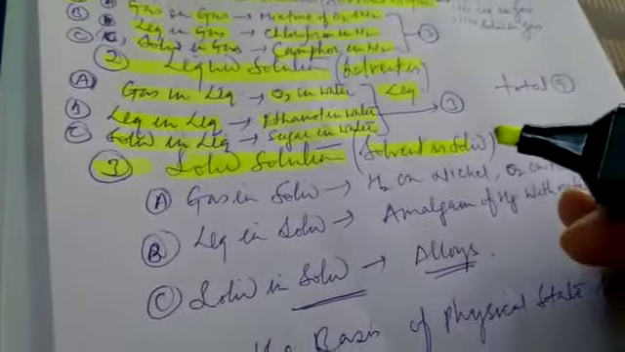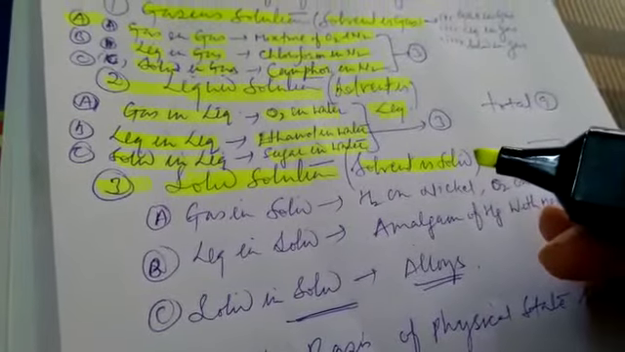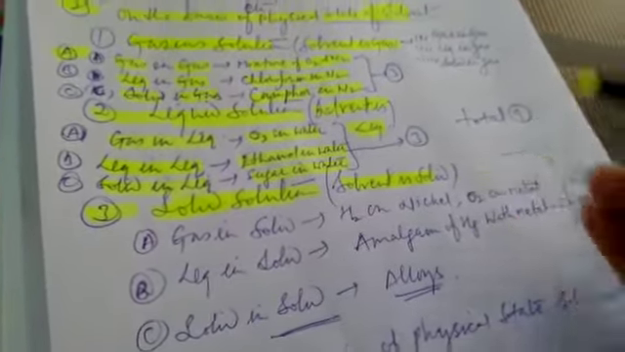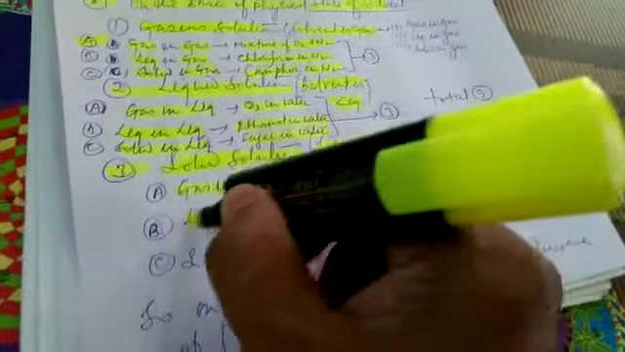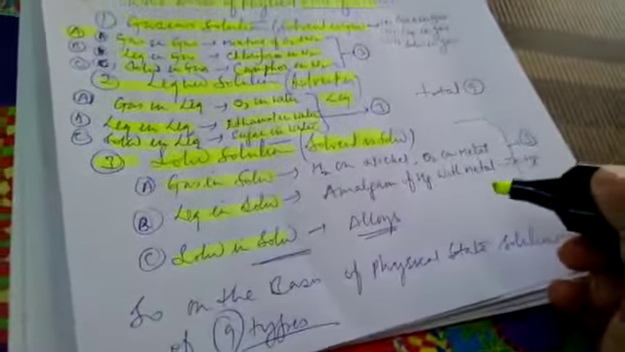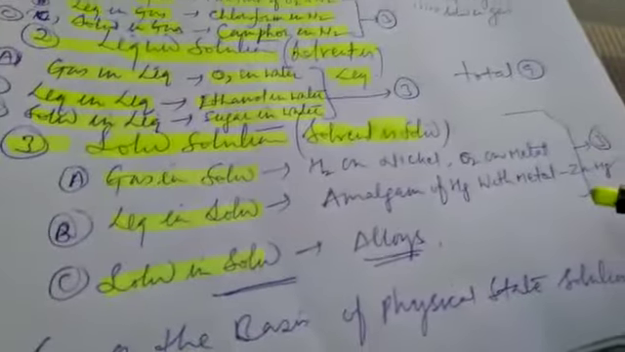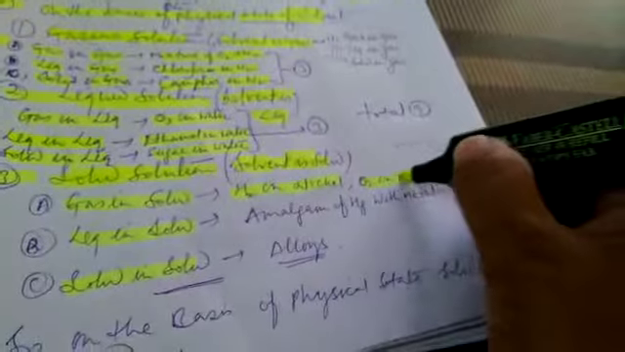Now, the third type of solution is solid solution, and the solid solution may be of three types. First, if we dissolve gas in solid. Second, if we dissolve liquid in solid. And third, we dissolve solid in solid. The example of gas in solid is hydrogen on nickel, oxygen on metal.